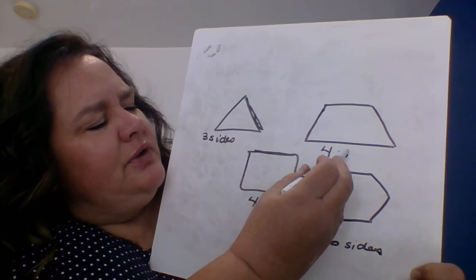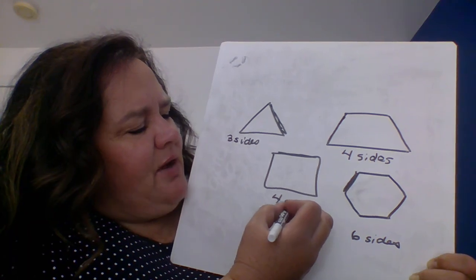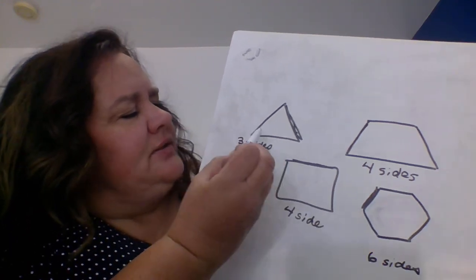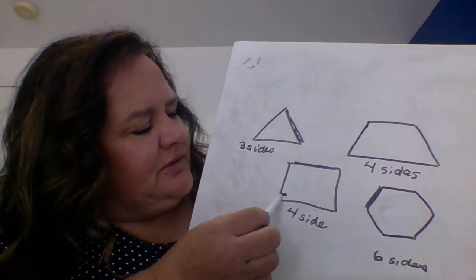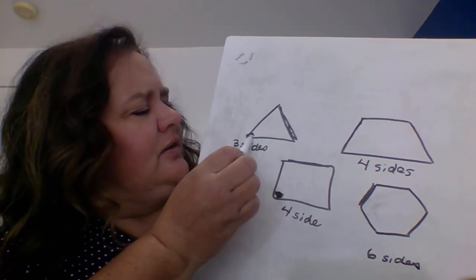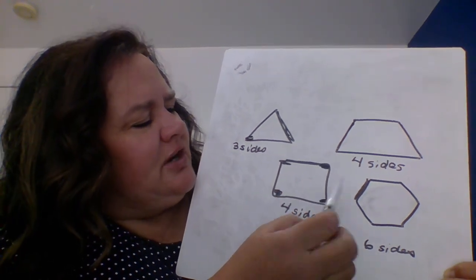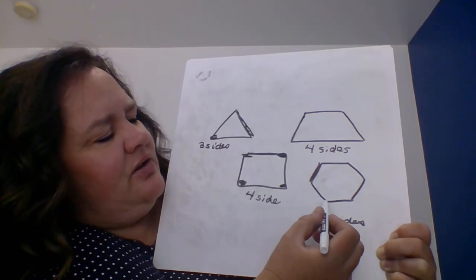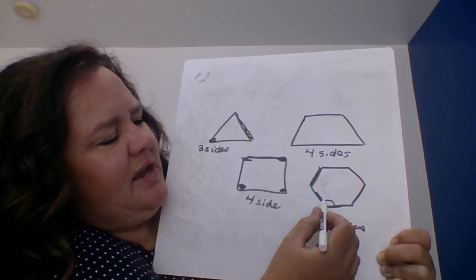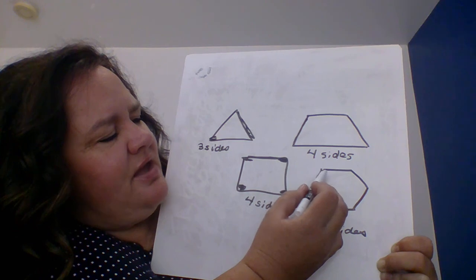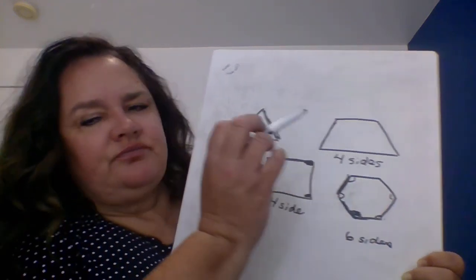Now, not only with shapes do we talk about sides, but we talk about angles. Angles is this little section where lines meet together. So it's like right there on all of them. These little sections are called angles, and the angle is the distance from this line to this line. So it's this space right in there. And a hexagon has 6 angles.